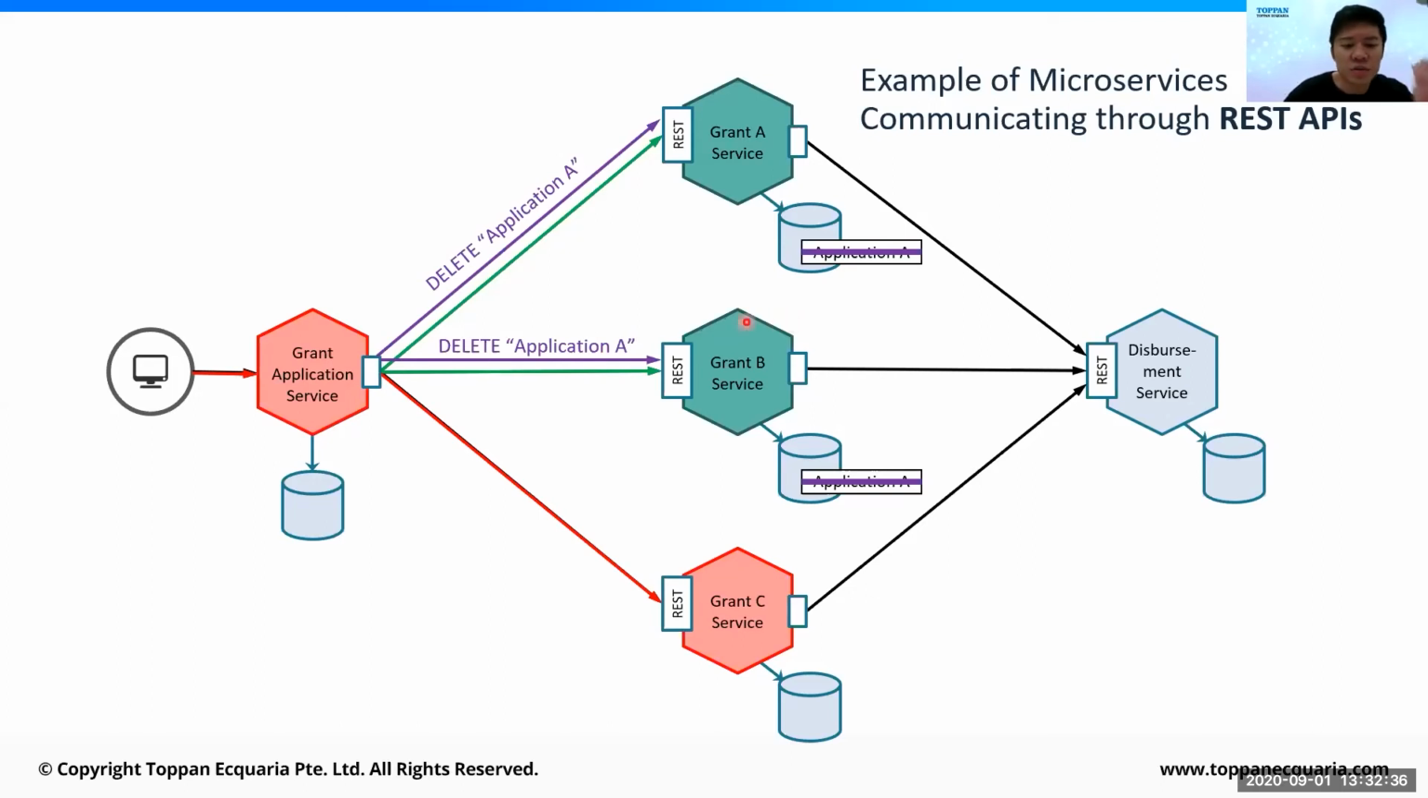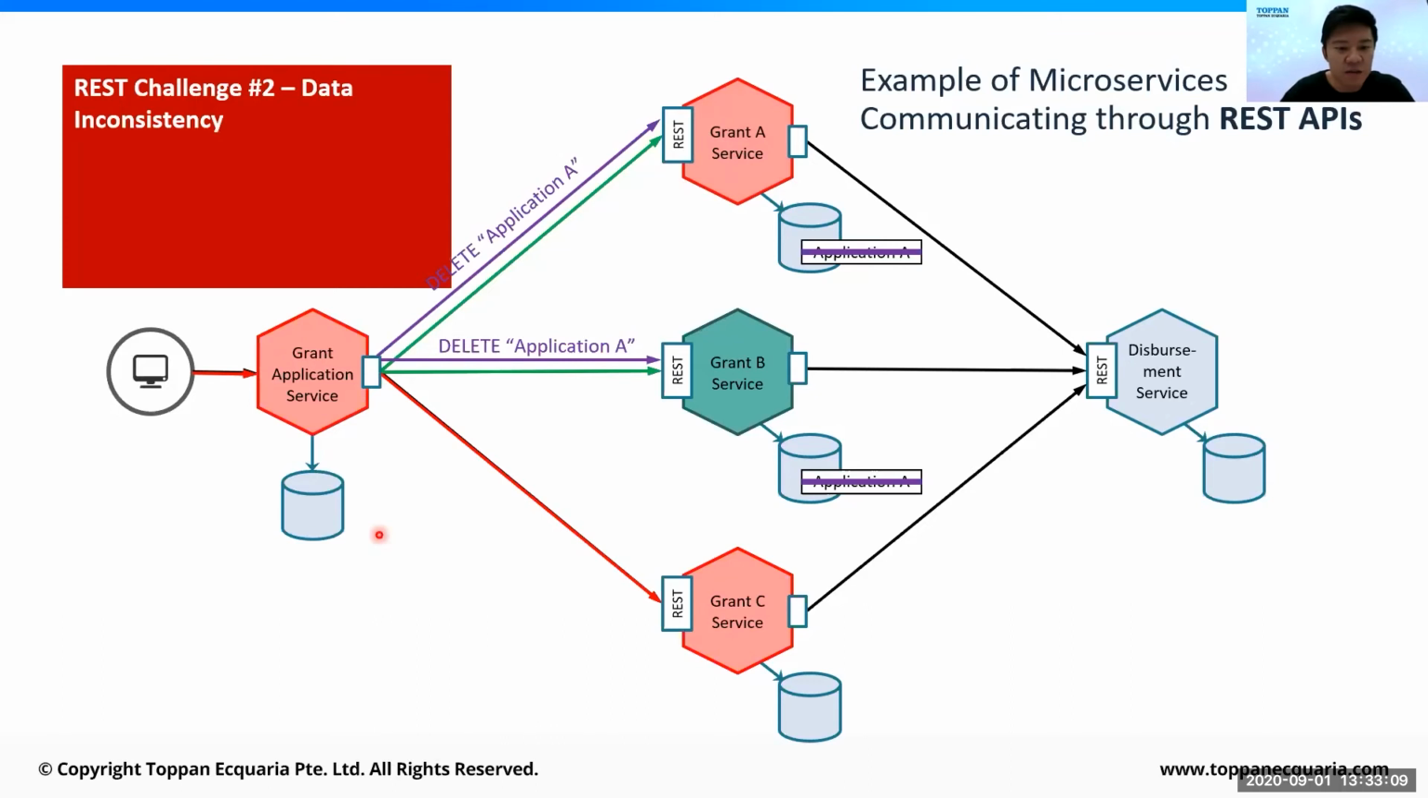And this approach is also not very reliable. Imagine that grant A service went down when the grant application service tried to call the compensation API. In these scenarios, your data will become inconsistent because you will not be able to roll back the application A records that you have previously created. So to handle this, we also need to do periodic reconciliations to ensure that the data is consistent across the distributed persistent store. Right.